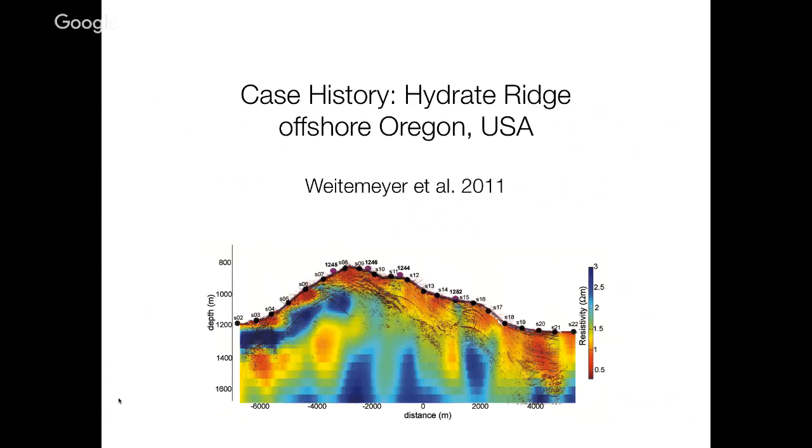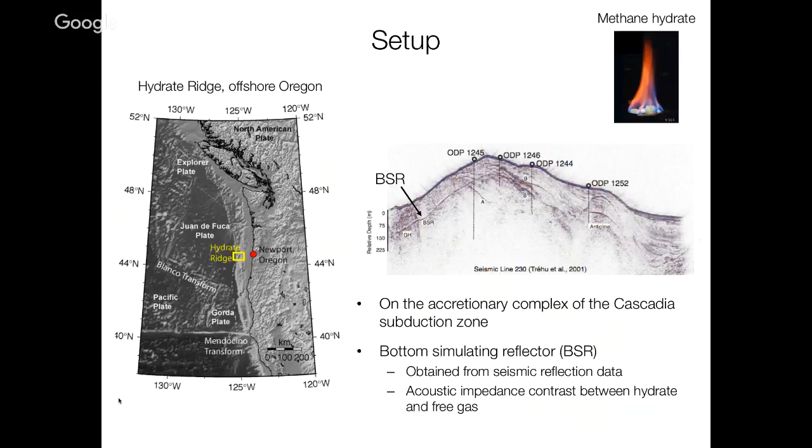We're going to step our way through. So here's the basic setup. There's an accretionary complex zone off the Cascadia subduction zone. So we have on the west coast some areas where it's actually subducting. There's also transform faults; there's the San Andreas fault.